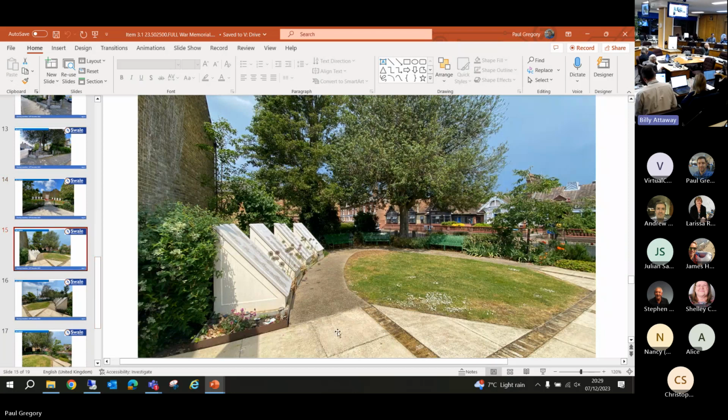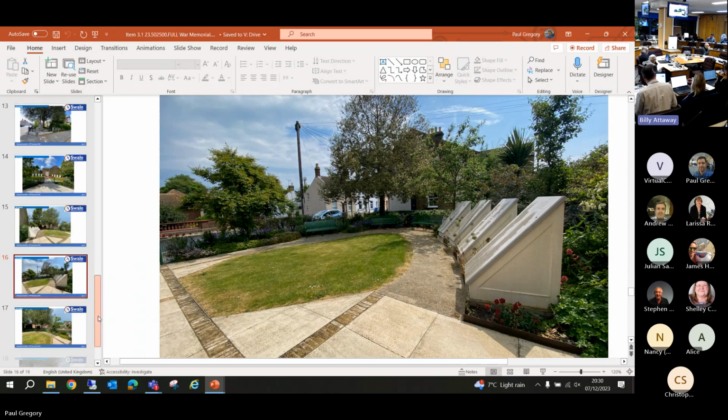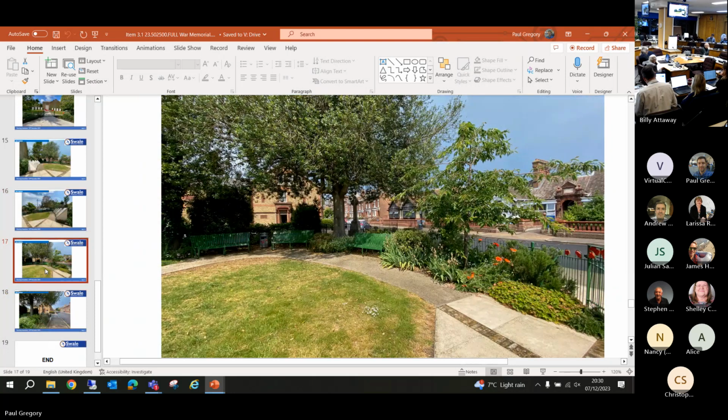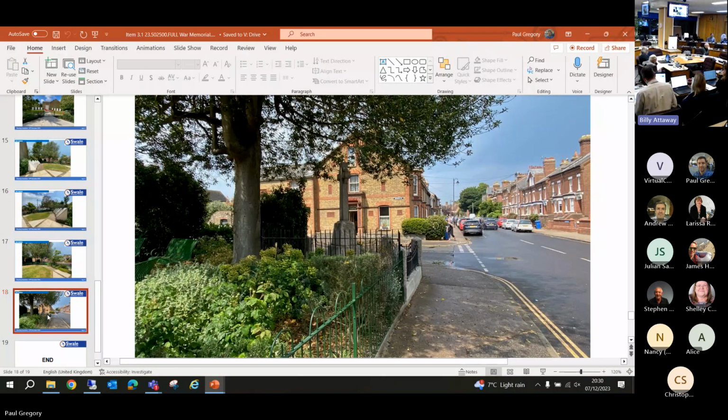So this looks from where the memorial was proposed to be relocated back towards the current location, which in that photo is hidden by that mature holly tree. And that's looking the other way, back towards the memorial where you can see it this time. And a final one of it taken from Stone Street.